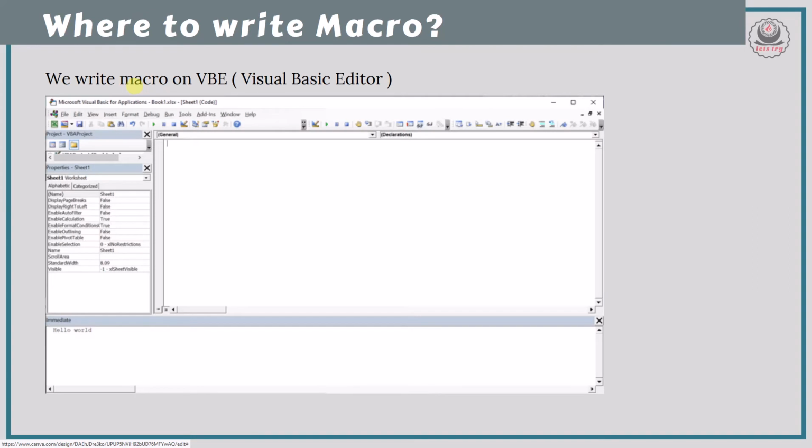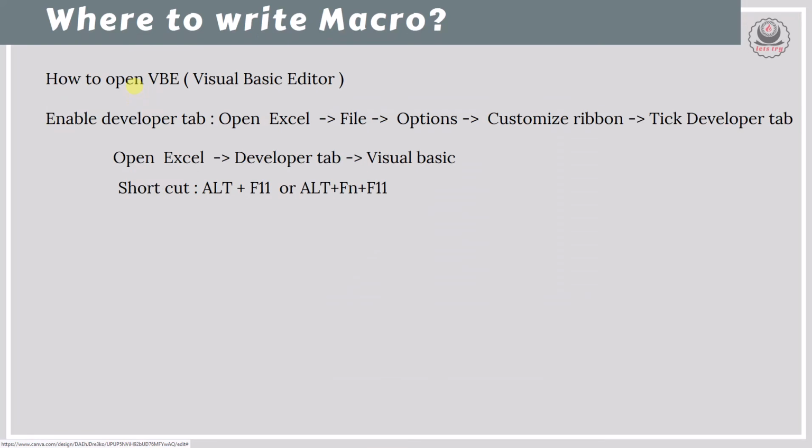So we understood what VBA is and why it is required. Then the next question is where to write our code. Here on the screen you can see a window. This is called the Visual Basic Editor, where we can write our code. This is basically the IDE. This is a default software available inside Microsoft Office. We can open it with a shortcut that we will discuss in the next slide.